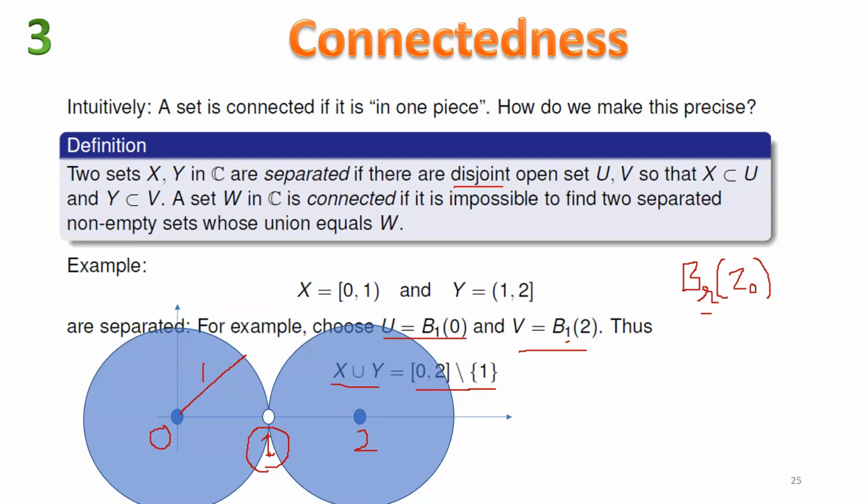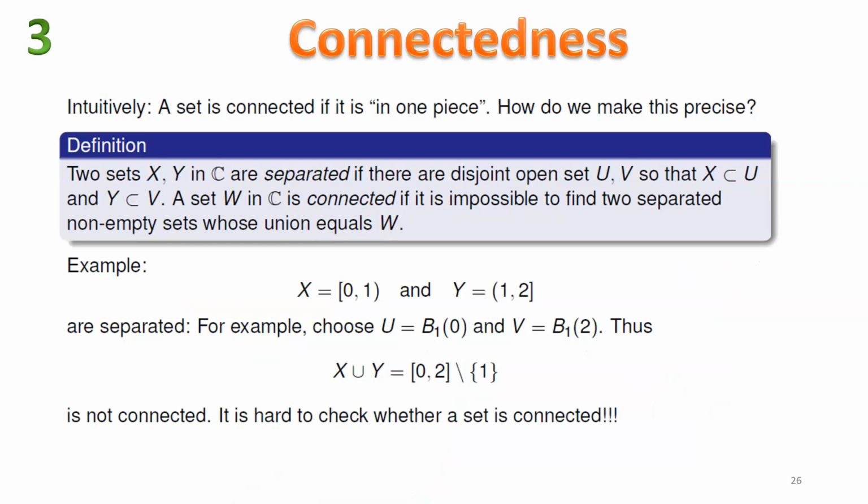And when there is nothing common between the two disjoint open sets, then it is impossible to have some union which is equal to W, and W is not empty. So it is impossible to have W not empty, because here the common intersection is an empty set. Now from this example it is very clear that these two sets are not connected, but the other way around is difficult. It is hard to check whether a set is connected or not.